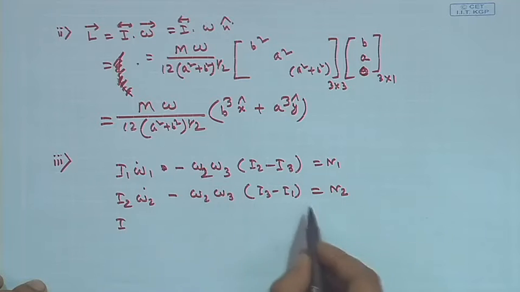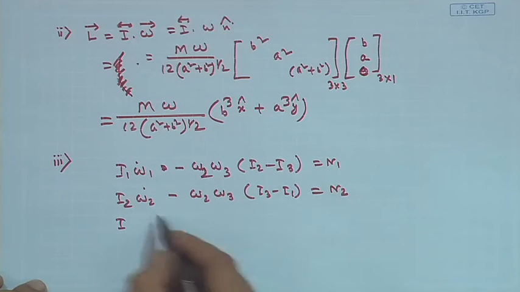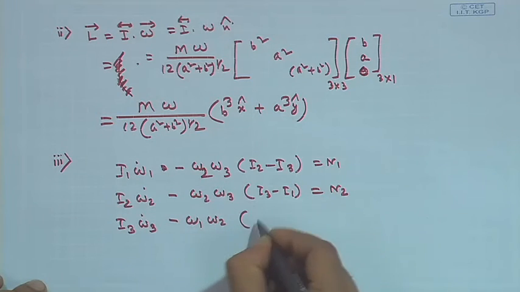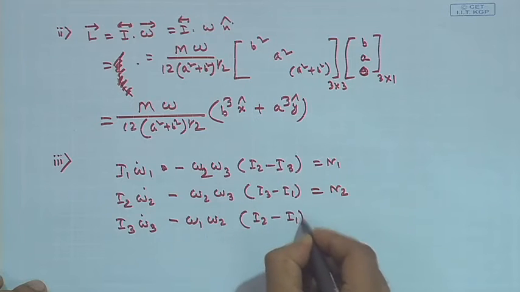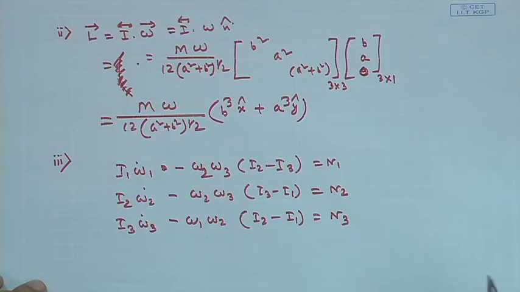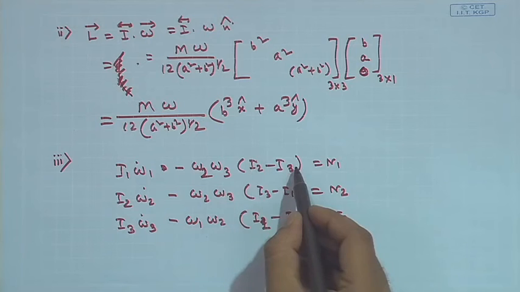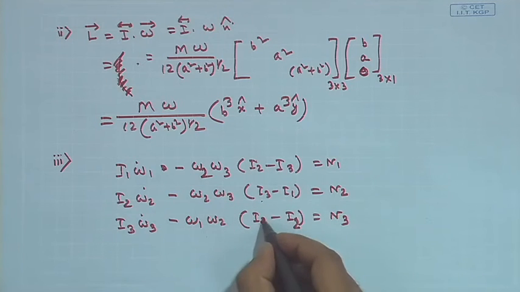Well, there could be some sign problem. You can check that out. Omega 1 omega 2 (I2 minus I1) equal to N3, right? Sorry, it will be I1 minus I2, not I2 minus I1. So it will be I1 minus I2, right?